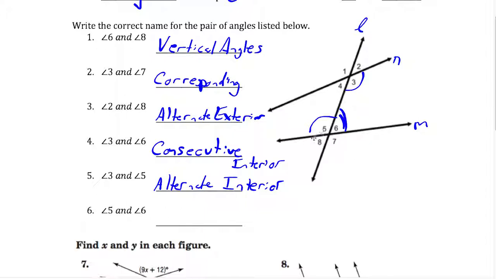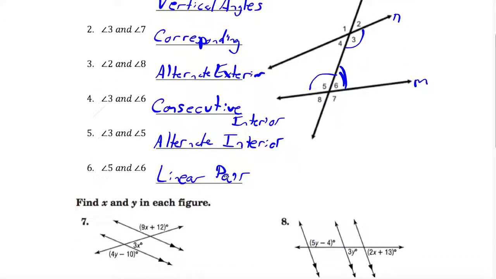And then 5 and 6, looking at that, we can see that they are adjacent angles, but that's not the most complete description of them. Because they're two angles that are adjacent on the straight line, we call them a linear pair. Now that's important because linear pair is always going to be supplementary. So angles 5 and 6 add up to 180 degrees.